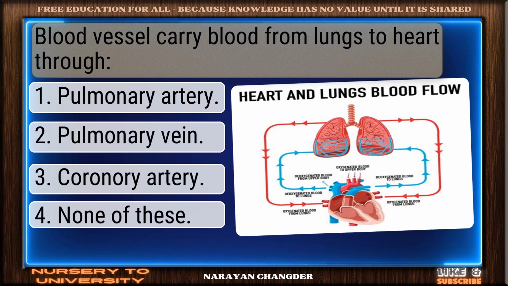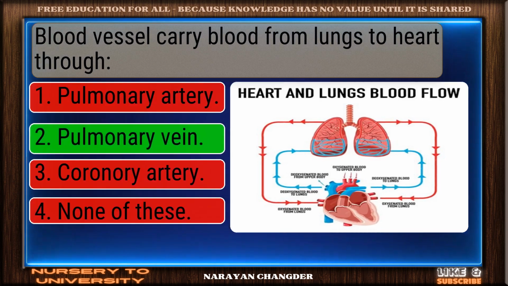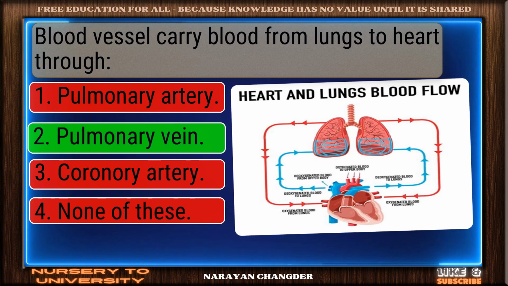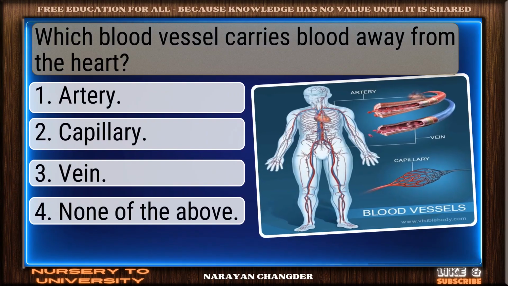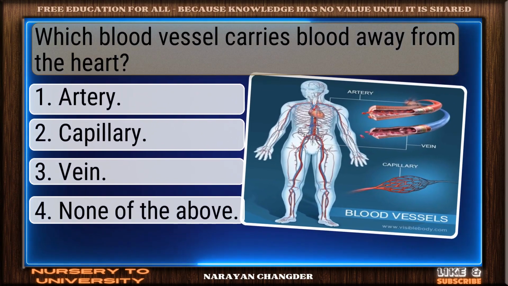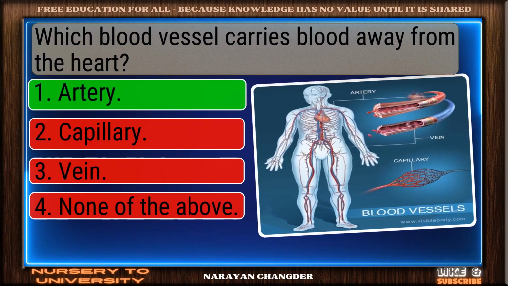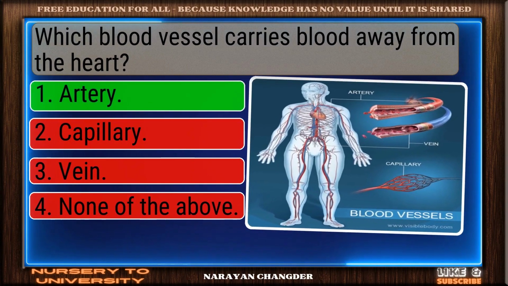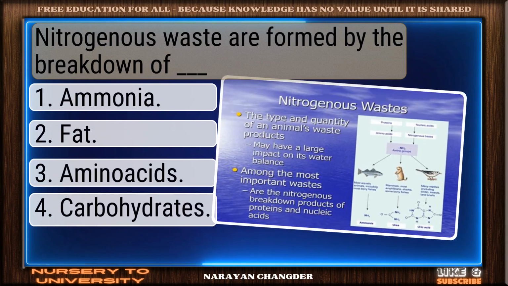Blood vessel carry blood from lungs to heart through? Sharp thinking. Pulmonary vein is right. Which blood vessel carries blood away from the heart? Exactly. Artery makes sense. Nitrogenous waste are formed by the breakdown of dash.